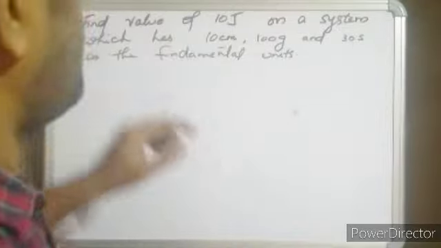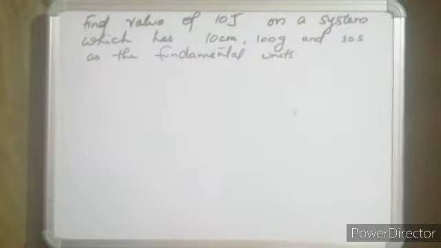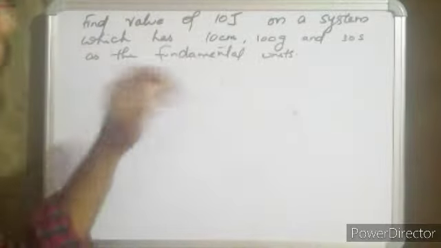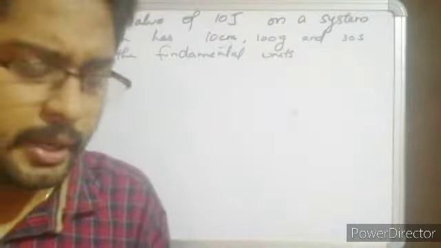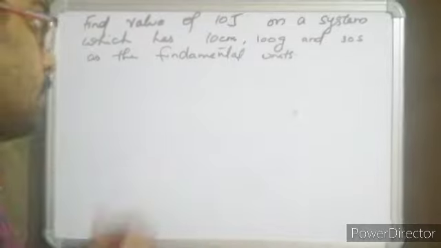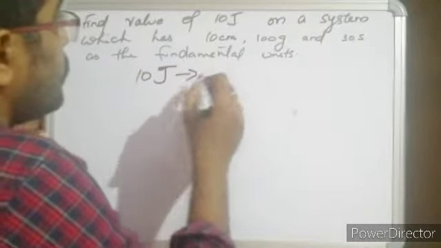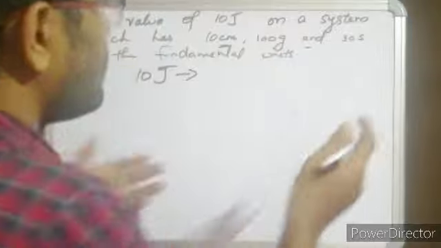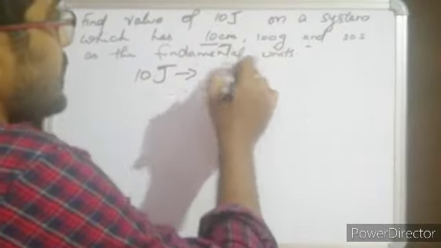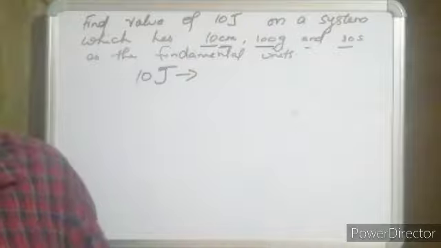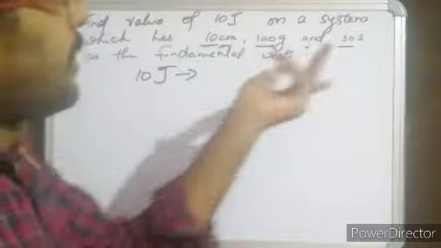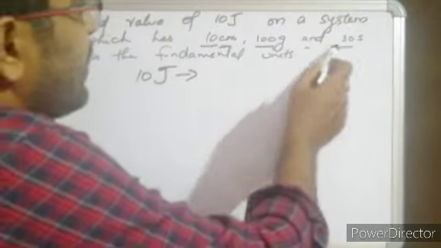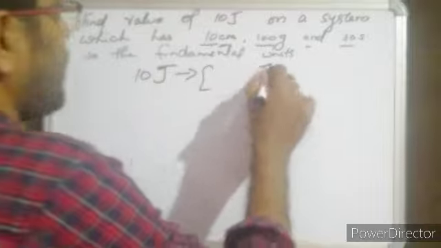Your next question: find the value of 10 joule on a system which has 10 centimeter, 100 gram and 30 second as the fundamental units. On seeing this question, you understood that it is one of the applications of your dimensional formula, right? Converting from one unit to the other. So you need to convert 10 joule to a system, it is like CGS, but they have given some specified values, 10 centimeter, 100 gram and 30 second. There is a small change in the scale given. Usually we convert it to 1 centimeter, 1 gram and 1 second, but here it is 10, 100 and 30 second. No need to worry, it's easy, right?